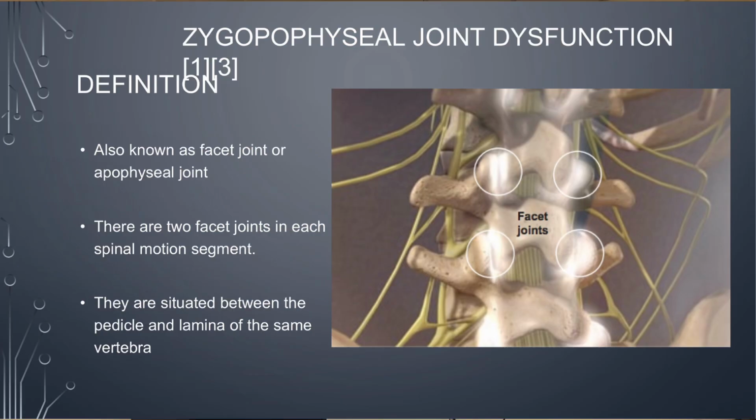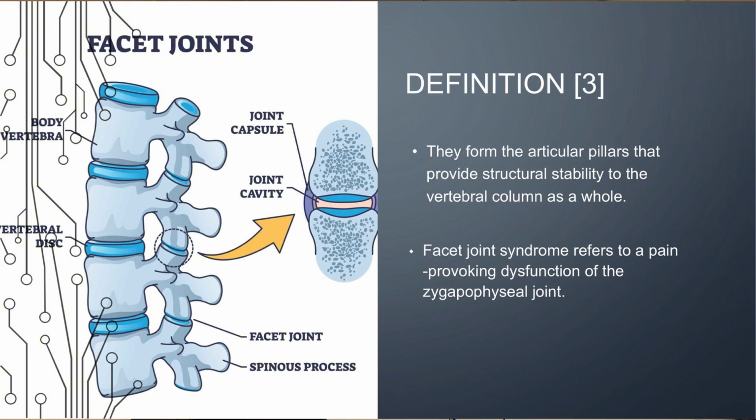So what is the zygapophyseal joint? It is also known as a facet joint or apophyseal joint. It is a synovial joint between the superior articular process of the vertebra and the inferior articular process of the vertebra above it, just like in the picture. There are two facet joints in each spinal motion segment, and they are situated between the pedicle and the lamina of the same vertebrae. They form the articular pillars that provide structural stability for the vertebral column as a whole.